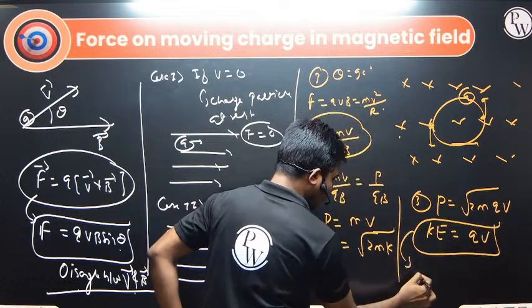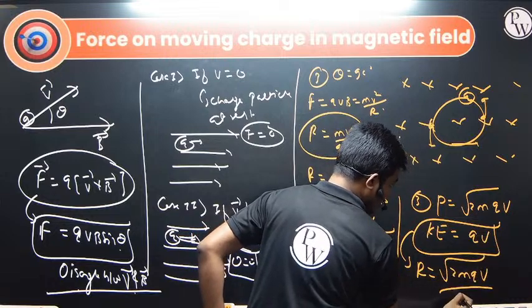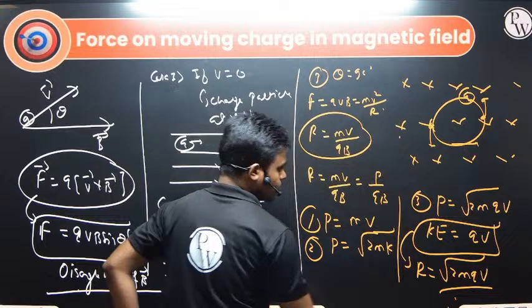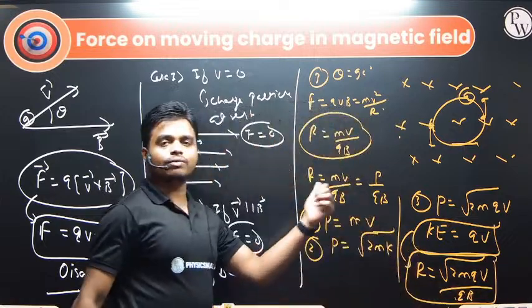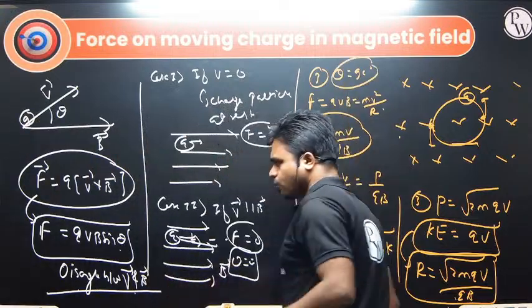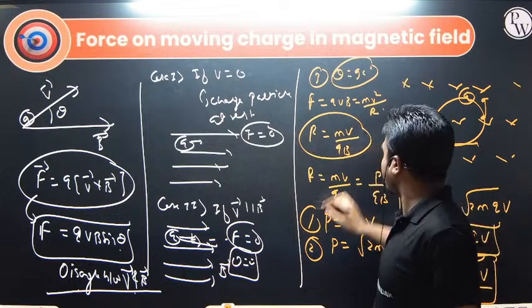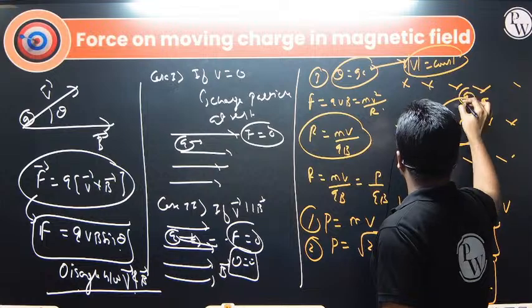So from here the radius is given by under root 2mqV divided by qB. Depending on the different questions, we'll be applying different formulas over here. Whenever a charged particle is moving with theta equal to 90 degrees, when the charged particle enters perpendicular to the magnetic field, the speed will be constant. So it is doing uniform circular motion.